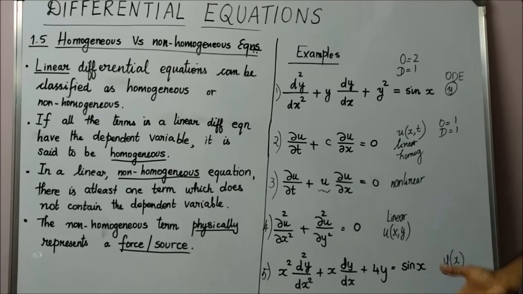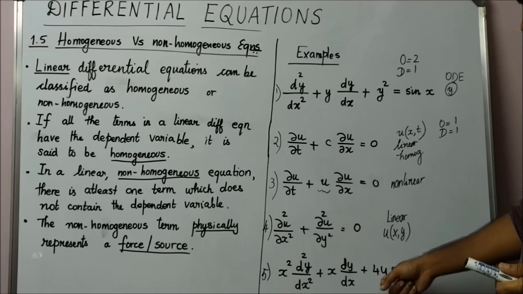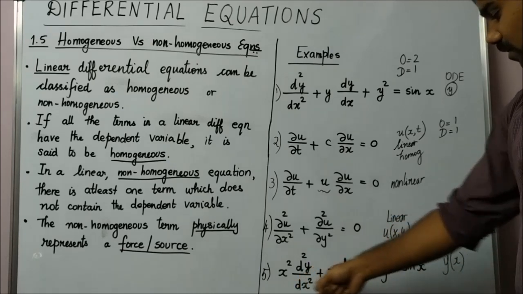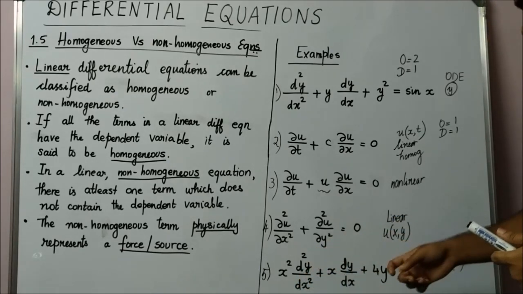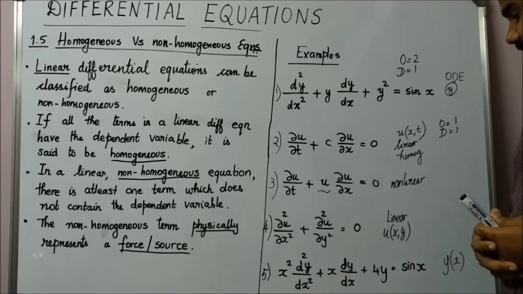And what is the order? The order is 2, second order, degree is 1, and this is clearly linear because the dependent variable y has a degree 1, all the derivatives also have a degree 1. They appear as themselves, they don't appear in terms of other functions, they are not composites.